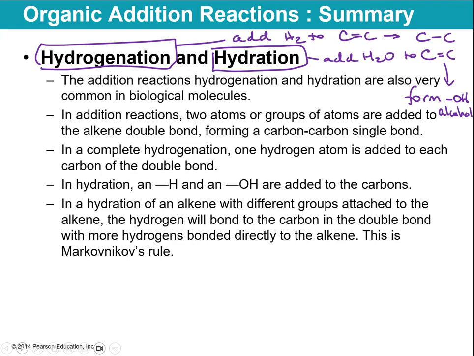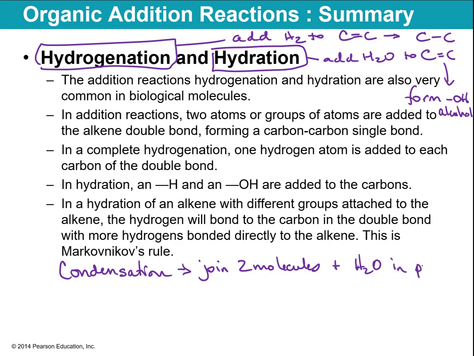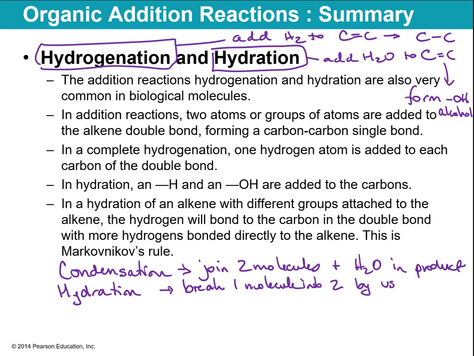So we have hydrogenation, hydration. Then remember that we have condensation. In condensation, we're going to join two molecules, and water is a product. So that's where those two come together. H comes off of one, OH off of the other, makes water and links them together. The opposite reaction is that hydration reaction. And hydration is going to break one molecule into two, by using water. So water is a reactant.